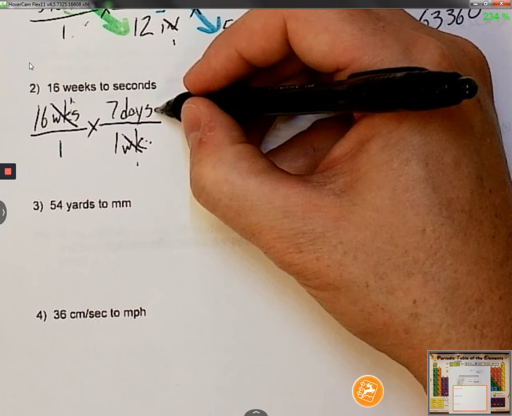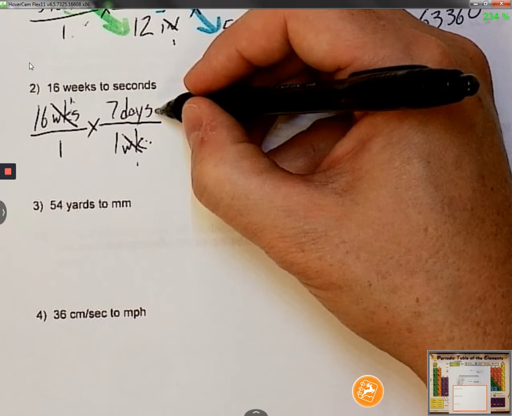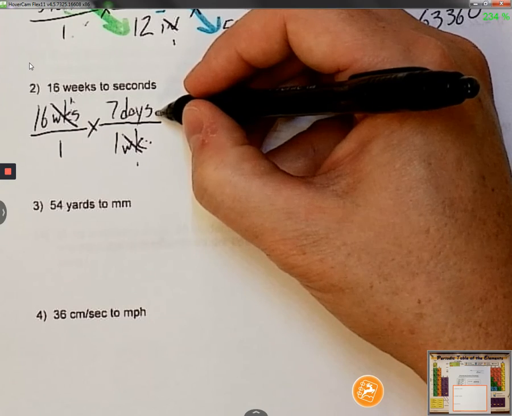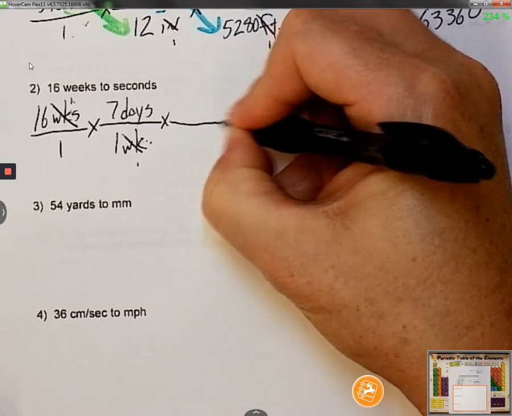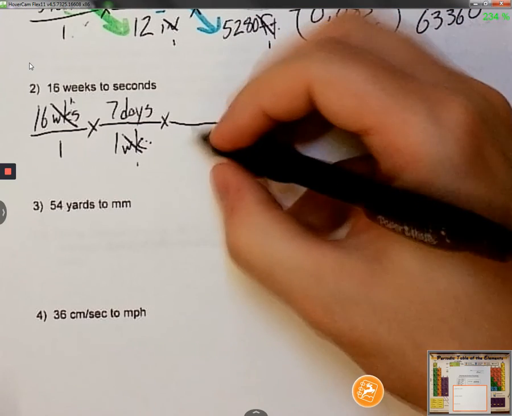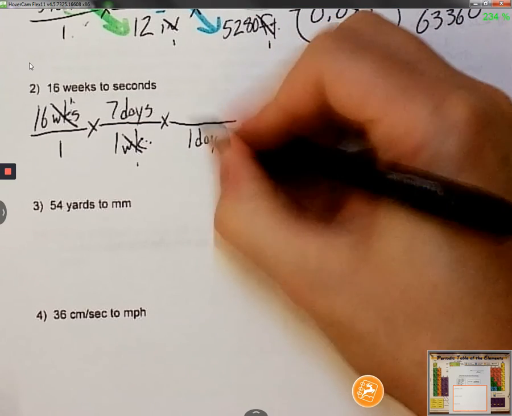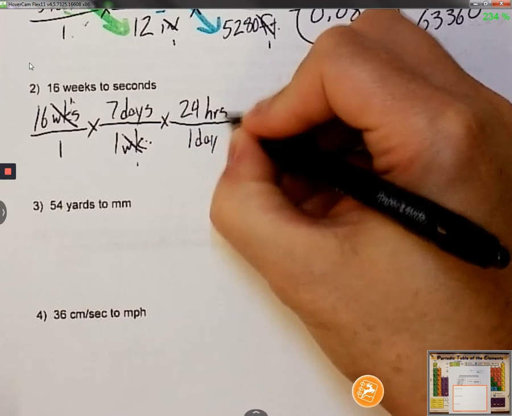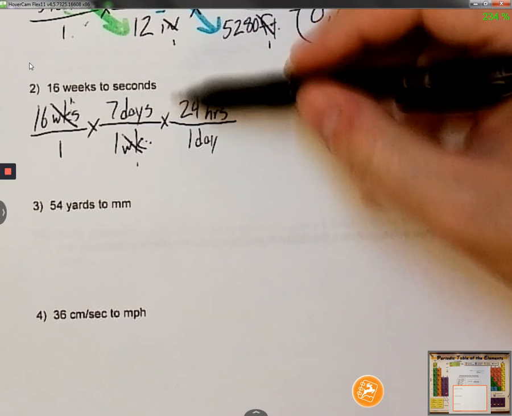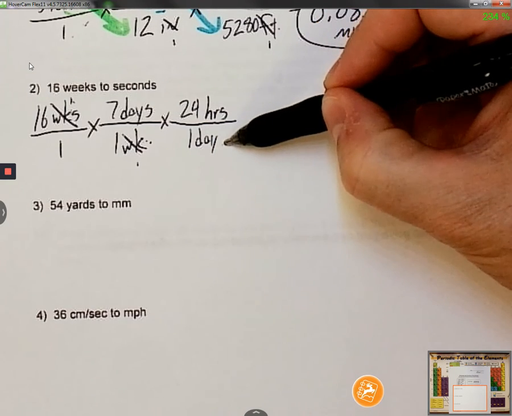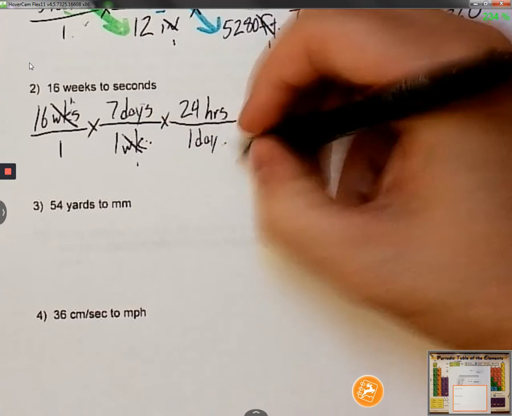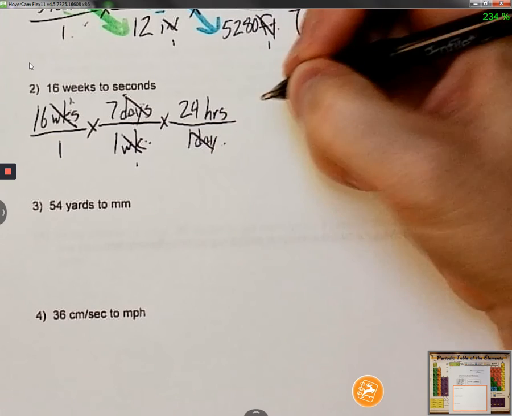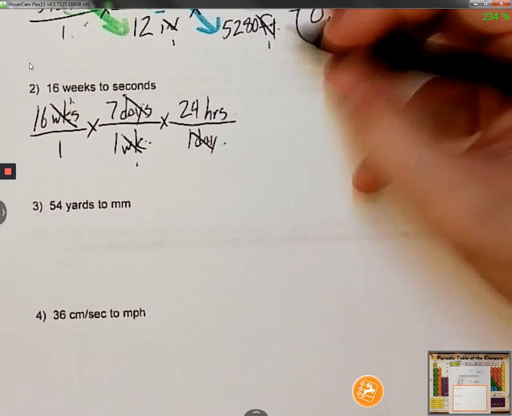I don't need days. I need seconds, right? You know how many seconds are in a day? I don't. But you do know, 1 day is 24 hours, right? Okay. Now, again, I knew that days went down here in the denominator because it was up here in the numerator on the last step. So days divided by days, those are going to cancel out. I don't need hours, I need seconds.